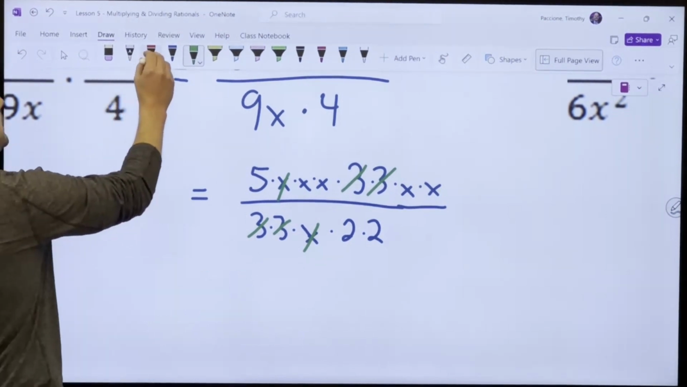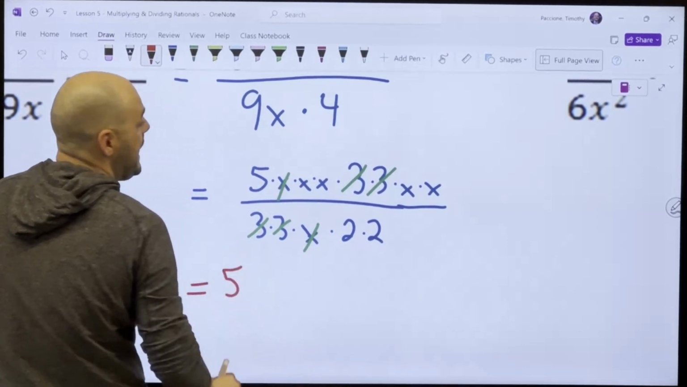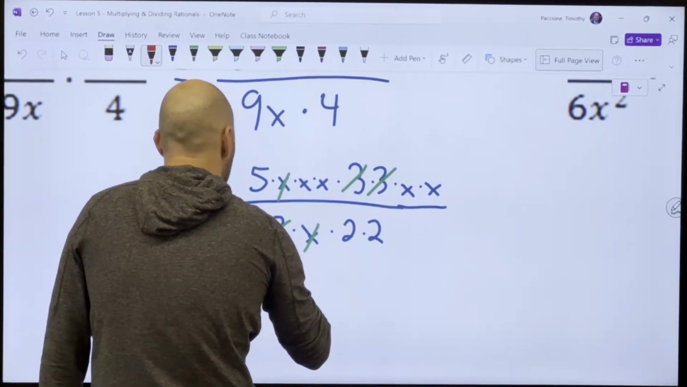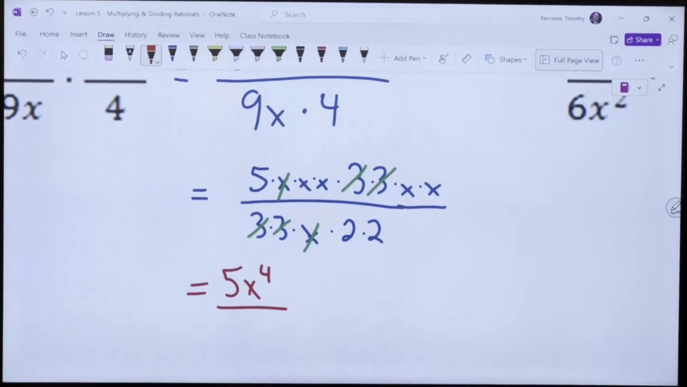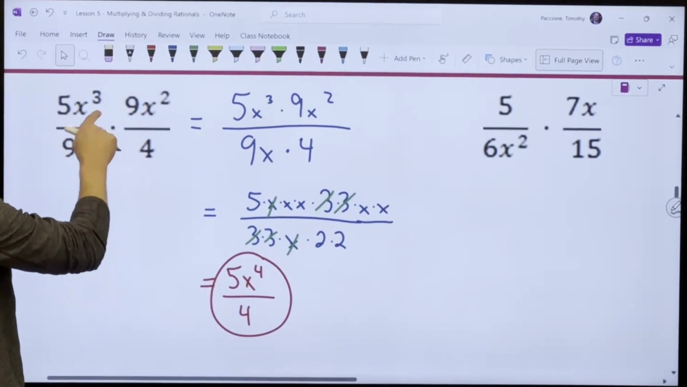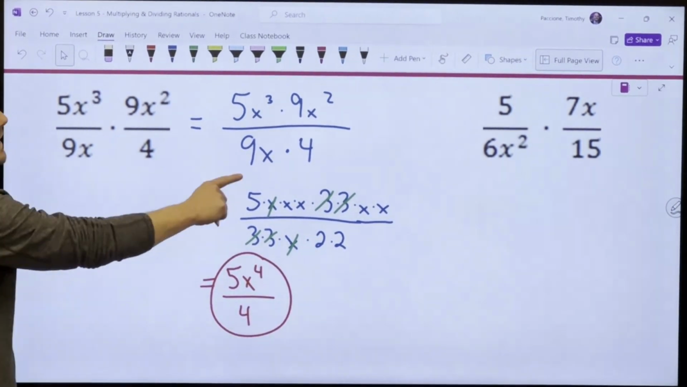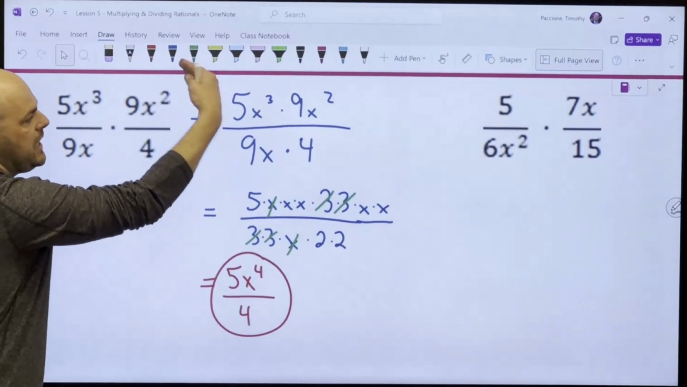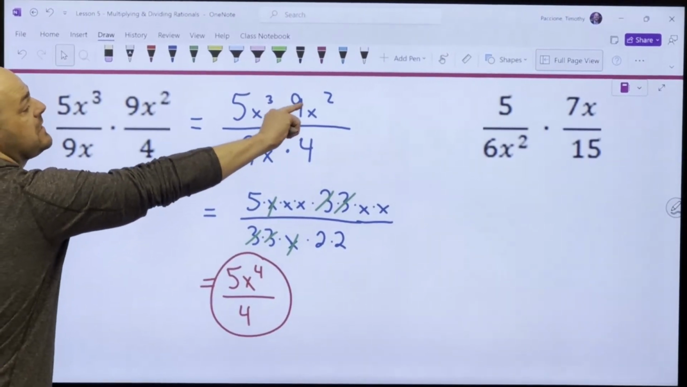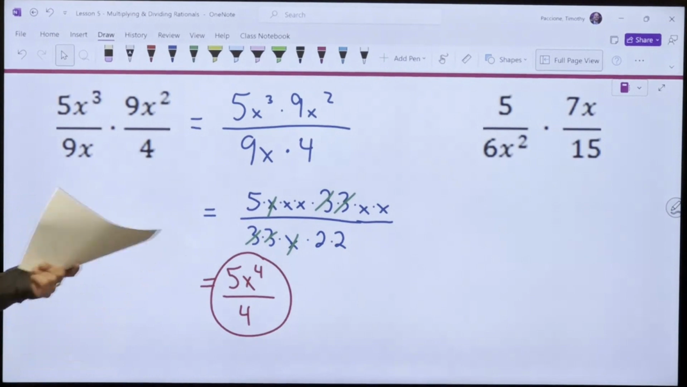Okay. And now when I bring it all together, I just say, what number do I have left on the top? 5. How many x's? X to the 4th. On the bottom, I have what? 2 times 2, which is 4. Now, you could have gotten that by doing 45 and 36 and reducing it. But that seems like a lot more work to me than not leaving it separate and then cutting out what you can. You could have gotten that by getting x to the 5th over x, using the quotient rule, subtracting, ending up with x to the 4th. But this will work all the time, whether you see the tricks or not.